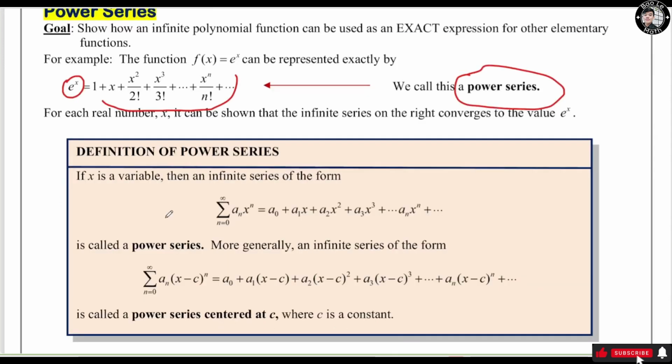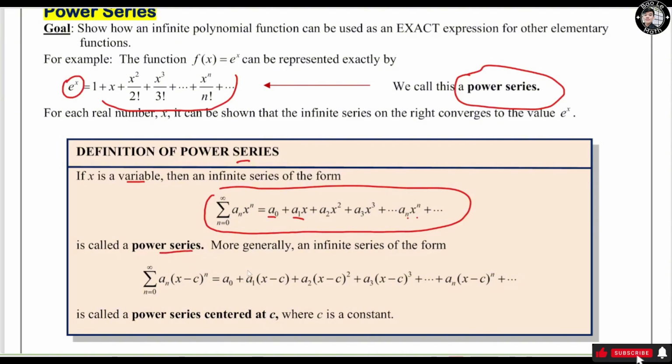Now we're going to talk about the definition of power series. If x is the variable, then an infinite series of the form the sum of a sub n x to the n, when n goes from 0 to infinity, equals, substitute 0 for n, we get the first term, 1 for n, we get the second term, etc. This is called a power series.